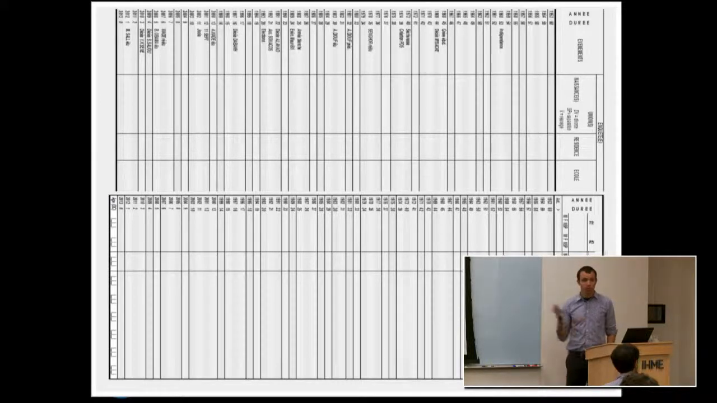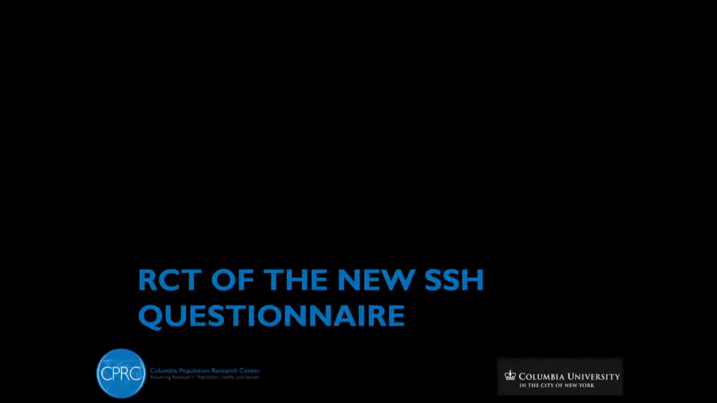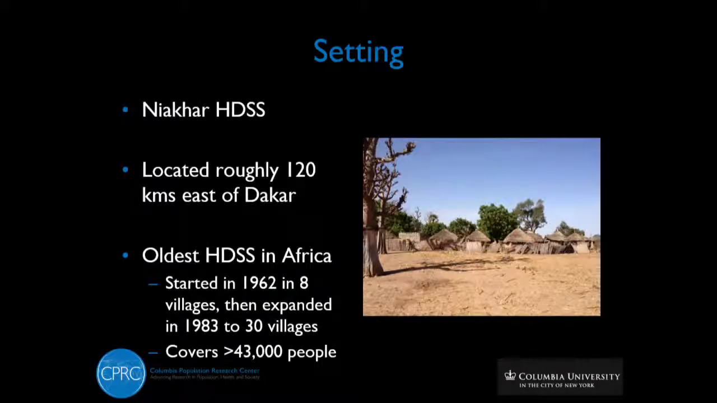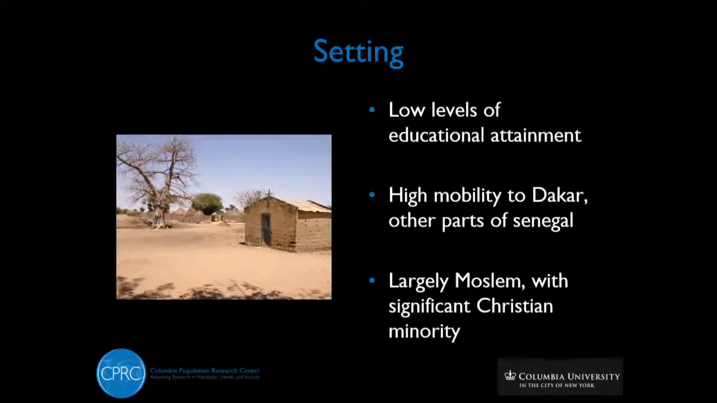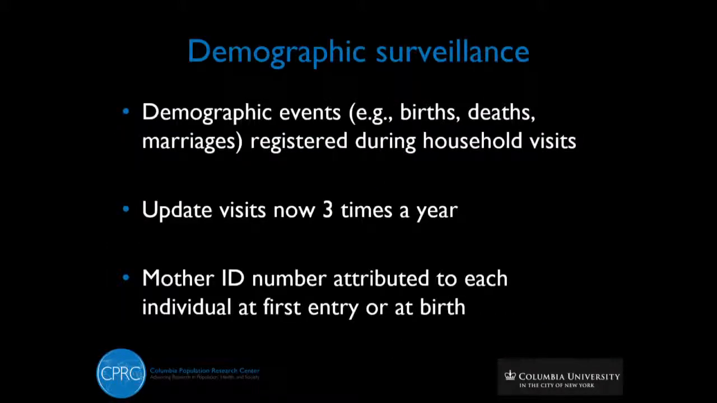The next steps for us were to test this in a randomized control trial. So draw a sample of respondents from one of those demographic surveillance sites, interview half with the DHS questionnaire, interview the other half with our new questionnaire. We did this in this very famous demographic surveillance site because it's the oldest in Africa. For all I know, the oldest in the world as well. It started in 1962. And in the interest of time, I'm not going to describe the setting all that much, but they do go through the same demographic surveillance process as I described before.